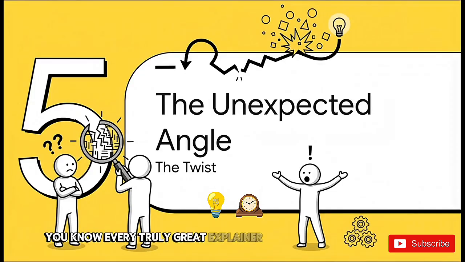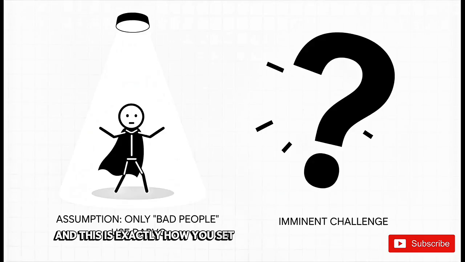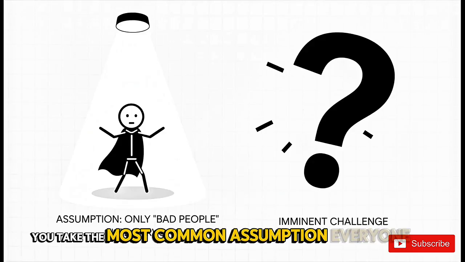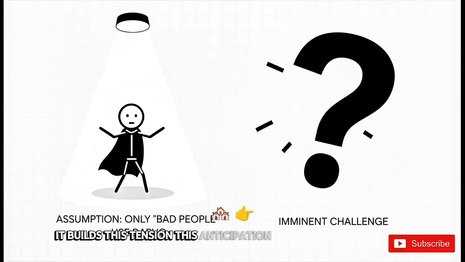Every truly great explainer has that one moment, that pivot, the twist that just shatters what you thought you knew and makes you see the whole topic in a completely different light. And this is exactly how you set the stage for a twist like that. You take the most common assumption everyone has, that DARVO is something only diagnosed narcissists or just bad people do, and you get ready to blow it up. It builds this tension, this anticipation for what's coming next.